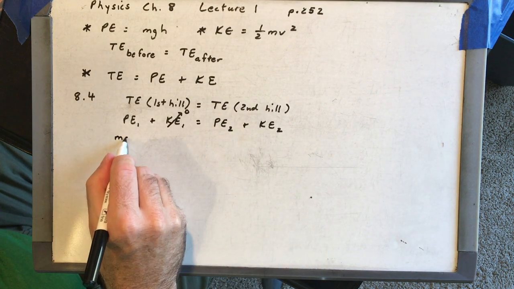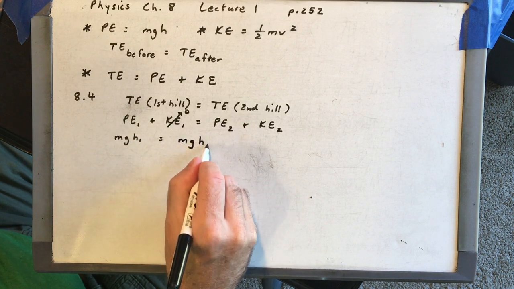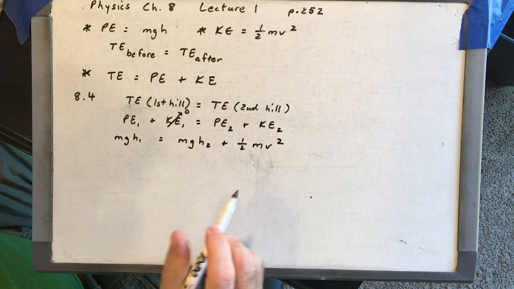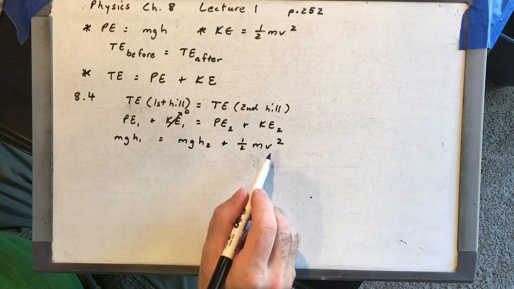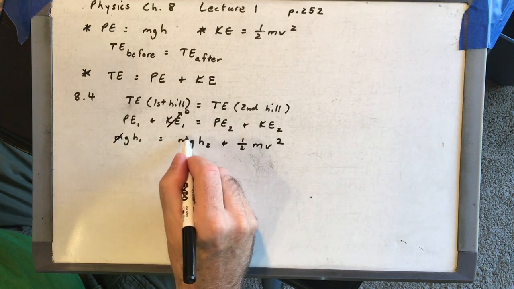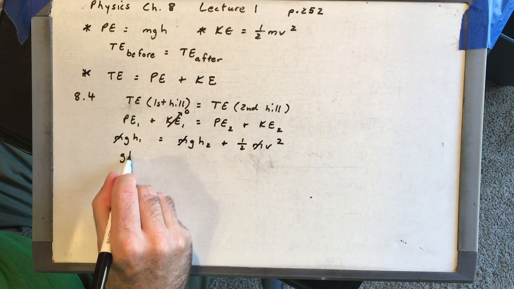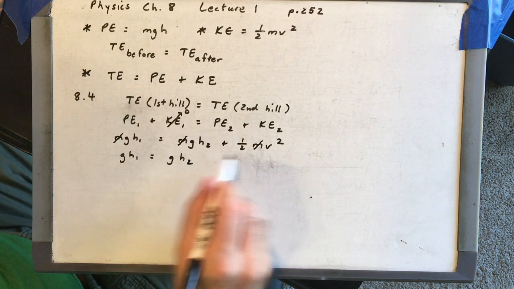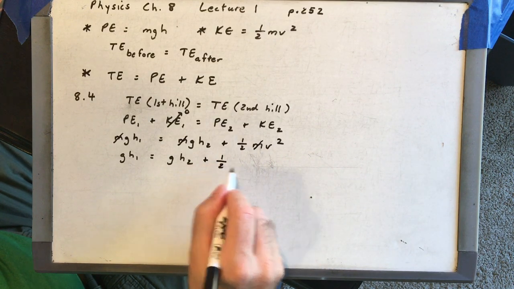So that's going to be m g h1 is equal to m g h2 plus 1/2 m v squared. Now notice every single term has mass in it. If all three terms have it, you can get rid of it. Now if it were missing out of one of them, you couldn't. So I'd have g times h1 is equal to g times h2. See, we can't get rid of gravity because you don't have any gravity in this last term.